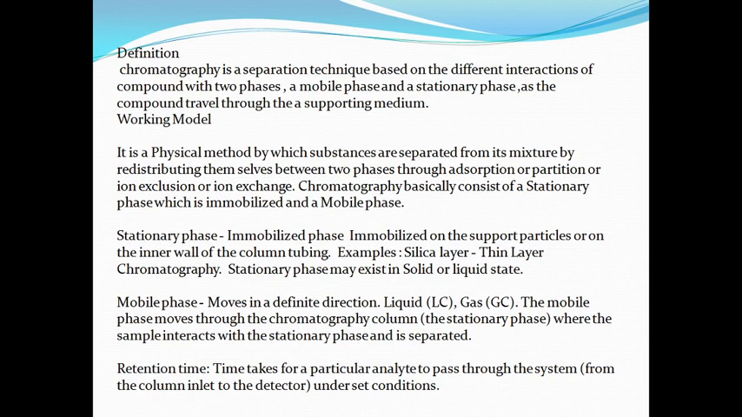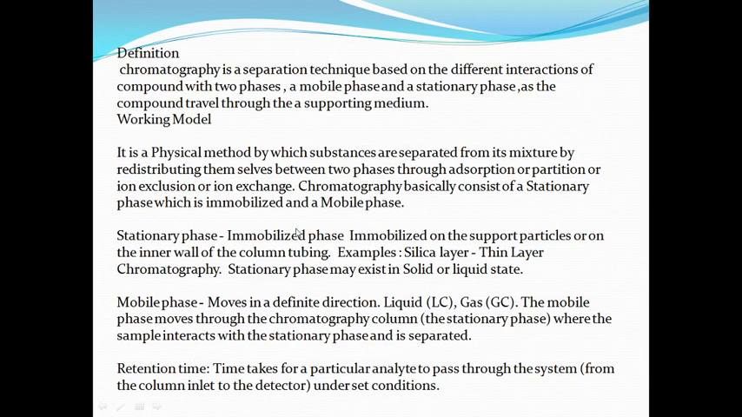Next, the mobile phase may be a liquid or a gas. Just as the stationary phase may be a solid or liquid substance, the mobile phase may be a liquid or gas. The mobile phase moves through the chromatography column, that is, through the stationary phase, where the sample interacts with the stationary phase and is separated.